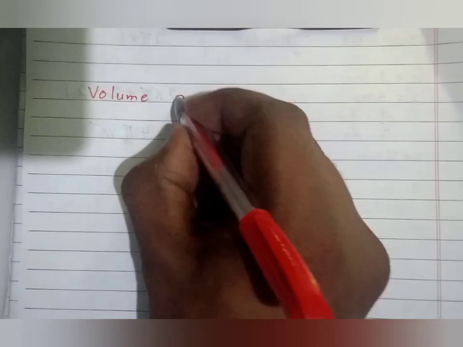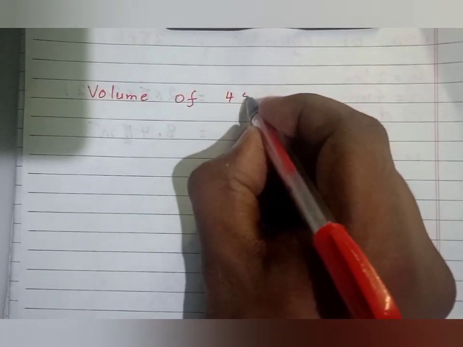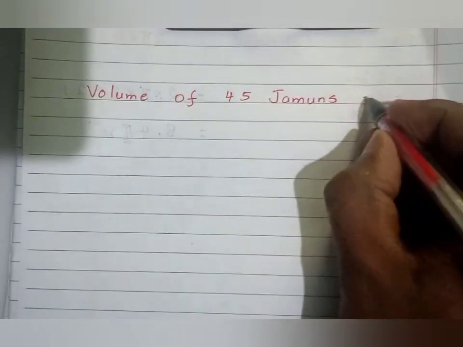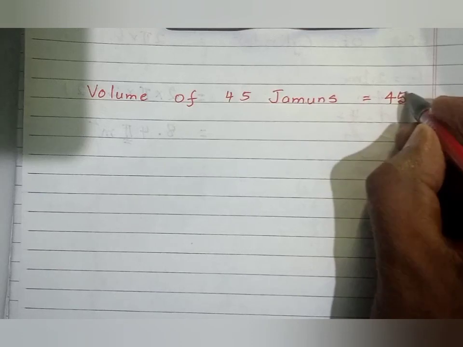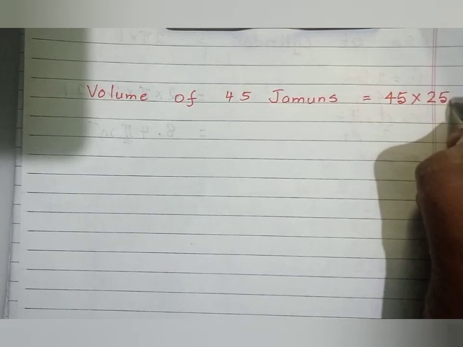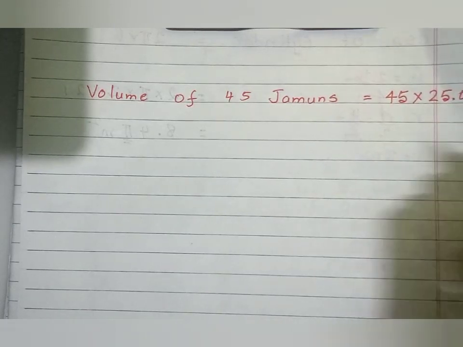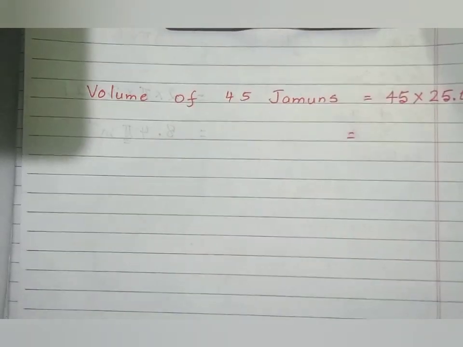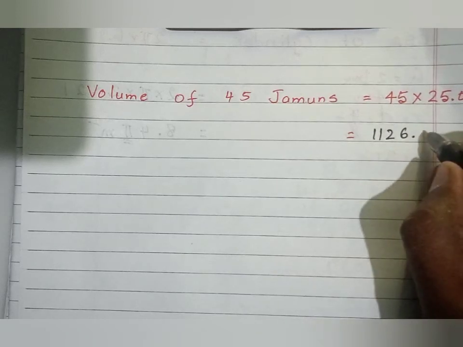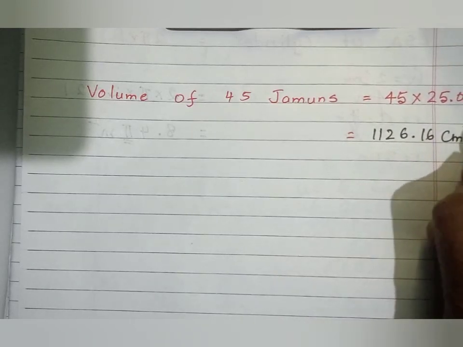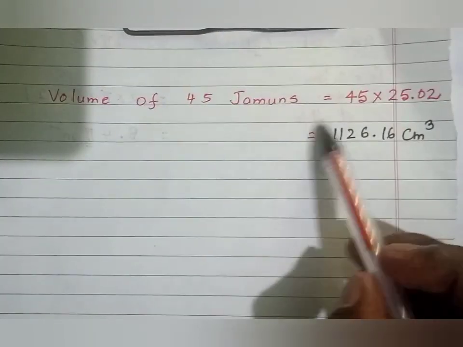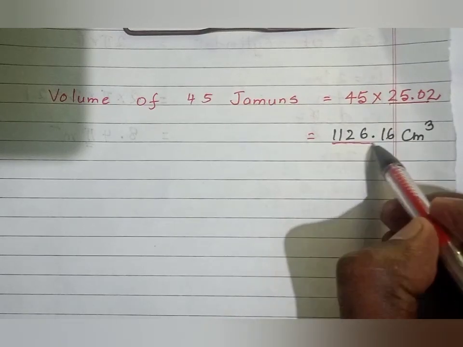Now the second part, the volume of sugar syrup. So we need to find out volume of 45 jamuns. That is 45 into volume of single gulab jamun, which was 25.02. So 45 into 25.02 will give you 1126.16 centimeter cube. So volume of 45 gulab jamuns is 1126.16 centimeter cube.